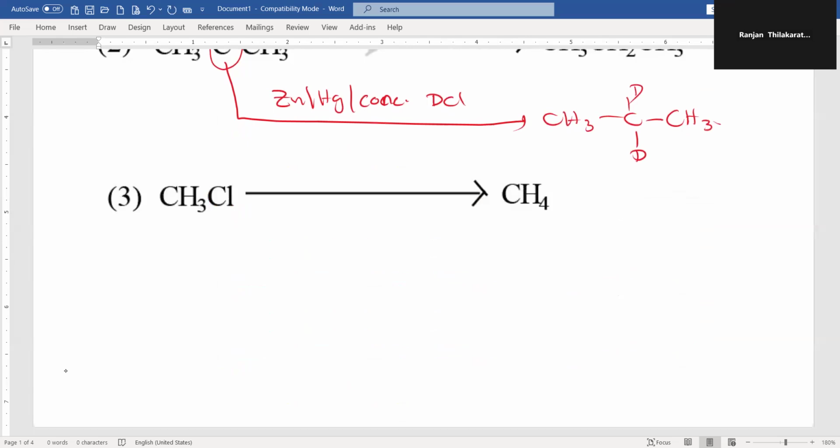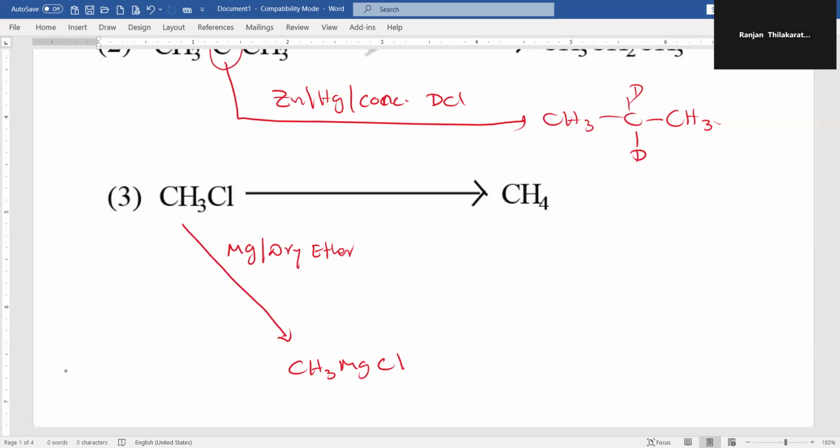First, you need to convert this into Grignard reagent. Grignard reagent means in between this carbon and chlorine, you can add magnesium atom. Say you have CH3MgCl. That is the product you can obtain. So for that, you have to add magnesium and dry ether. Then you will get this product. This is known as the Grignard reagent.